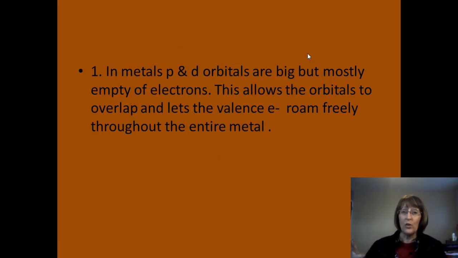Okay, so the P block is over there with the non-metals, and then that big center in the middle is the D block. That means the last electron I put in there is typically going to be in a D orbital, and they're big orbitals. Most metals have big P and D orbitals, but not that many electrons in there. Those big, humongous outer orbitals that are mostly empty tend to overlap. That's what allows those electrons to hike from one atom to another, just kind of sporadically going throughout the whole entire metal.